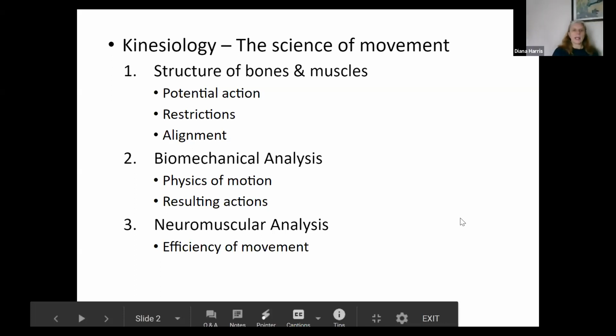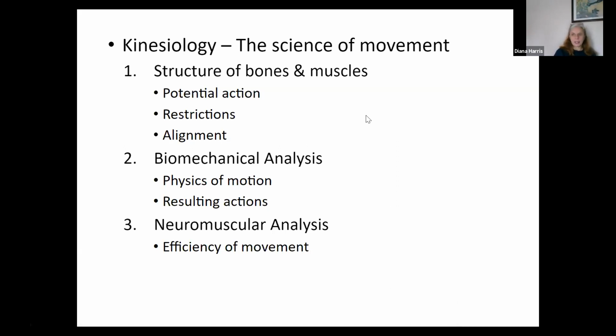The third thing we're going to be looking at is neuromuscular analysis. And that's a fancy word for saying how your nervous system and your muscular system work together. We depend upon the nervous system to get input from our environment. So the nerves carry that input to the brain, which decides what's going to happen and sends signals back out to the muscles. And our neuromuscular system wants to operate in the simplest way possible because that uses the least amount of energy and is most efficient.